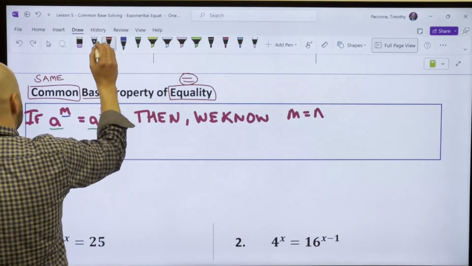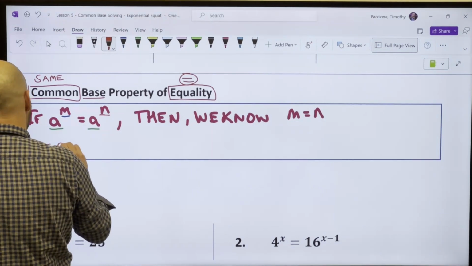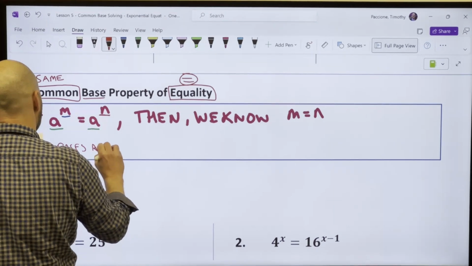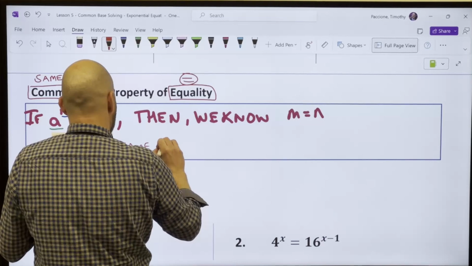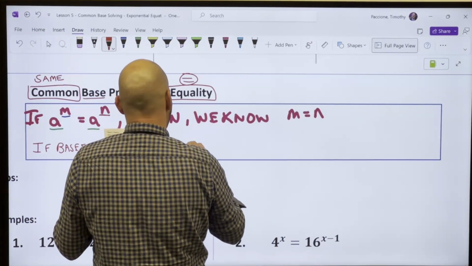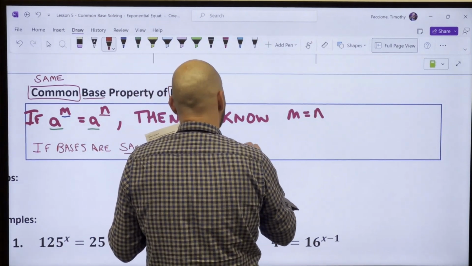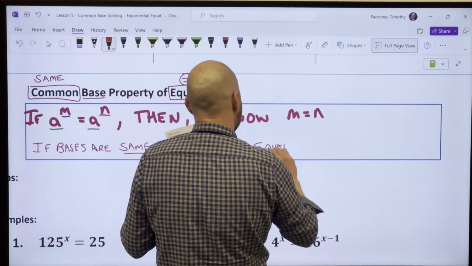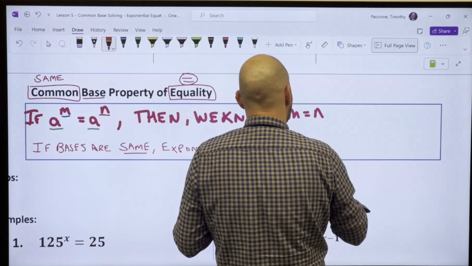In words, we would say if bases are the same, and they got to be the same, you can't do this if they're not, the exponents are equal. And why is that useful? You can make a new equation.